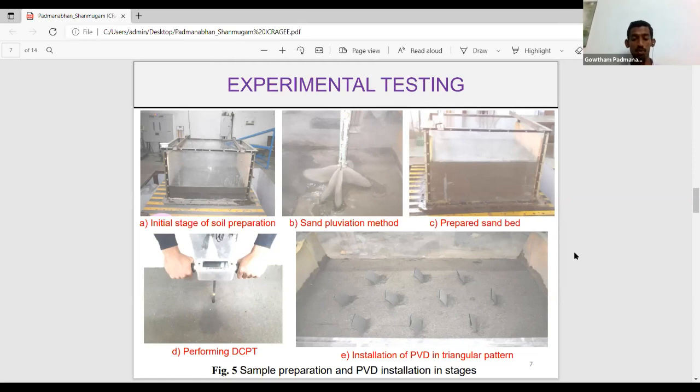Finally, for the improvement system, 10 prefabricated vertical drains are installed in a triangular pattern with a 200 mm center to center spacing. Figure 5 shows the sequence of sample preparation and installation of PVD. The PVD was installed using a specially designed mandrel without causing much disturbance to the sand deposit.